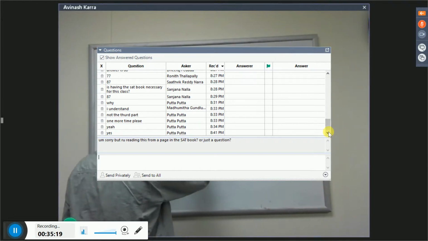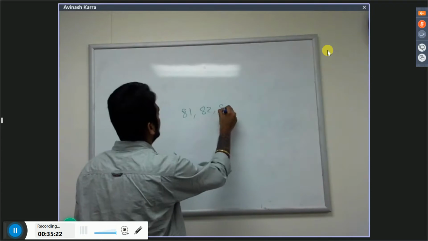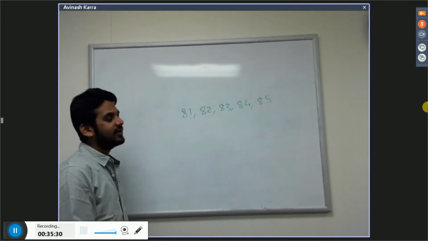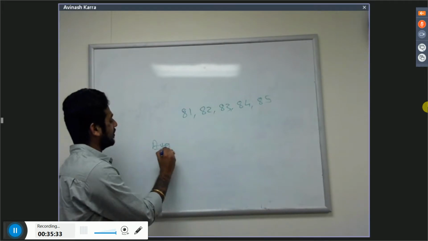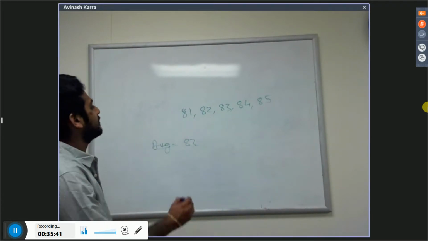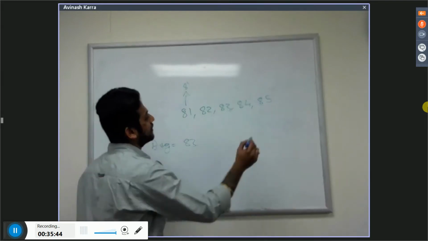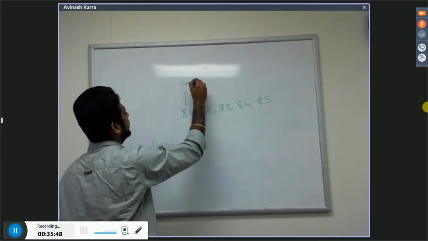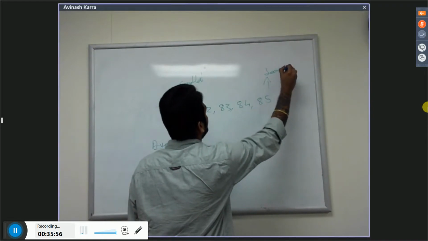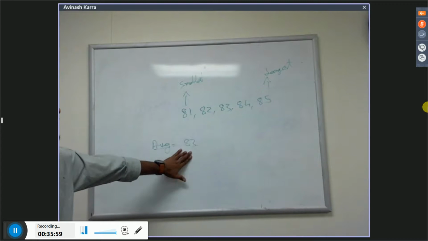What is the next one? If the numbers in a set are not all the same, then the average must be greater than the smallest number. Let us take 81, 82, 83, 84, 85. If I take the average of these values, I'll get 83. What is the smallest number here? 81. What is the largest number here? 85. So this is the average, right?